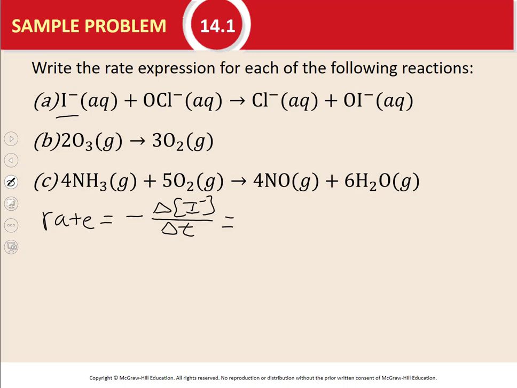Second rate expression in terms of OCl minus. Going to look exactly the same. It's a reactant, so it's also going to be negative. Its coefficient is 1, so it's just going to be 1. Delta. By the way, what do the brackets mean again? When I put things in brackets, what does that mean? Good, concentration of.